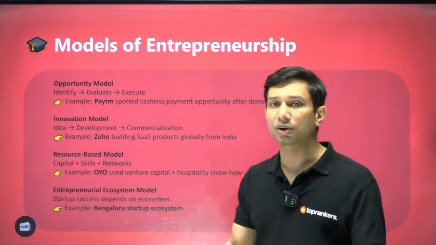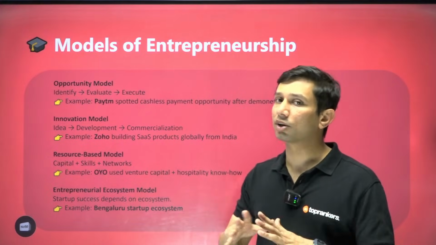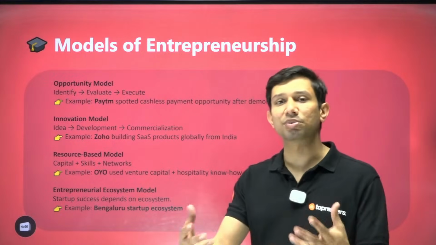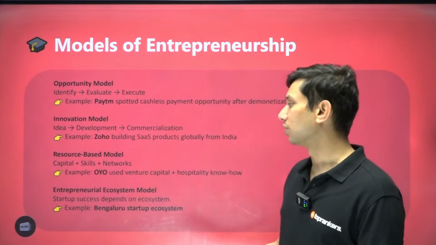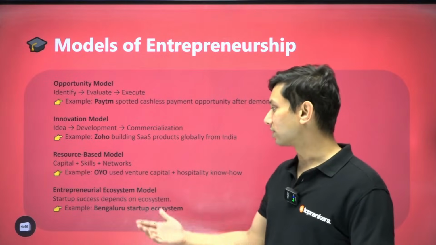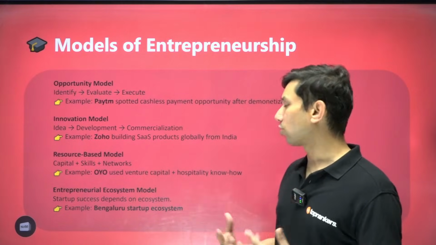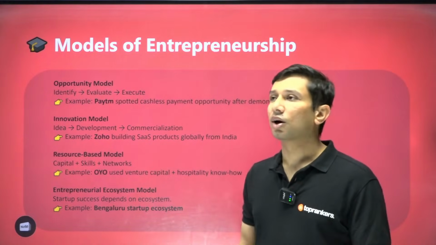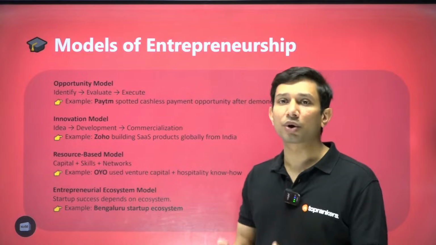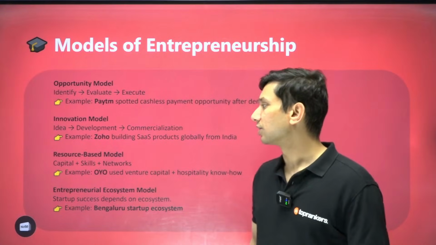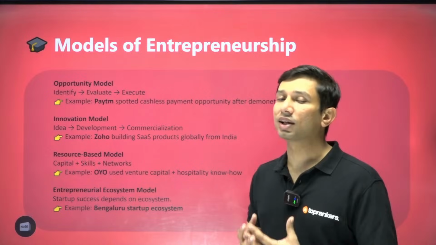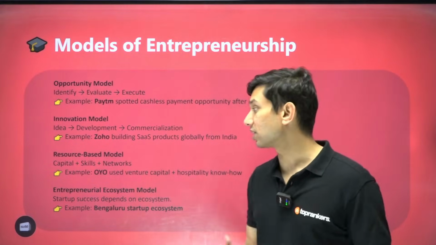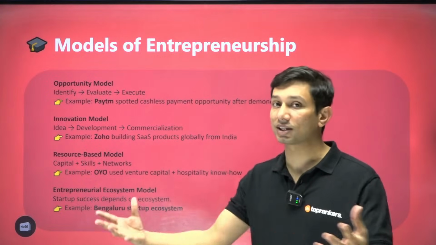Then, as a classic resource-based model, capital and skills plus network. This is the typical tier two, tier three India business model where you have some money, you have some skills, and you have some network, and you leverage it to make things work for you. Surprisingly, OYO started like this. OYO used venture capital and their hospitality know-how to build on the resource-based model. This could also be people who do brokerage of properties, property dealers. They have a certain amount of money that they can spend in finding land. They have the selling skills that is needed, and they have a network in which they can sell all these lands to.